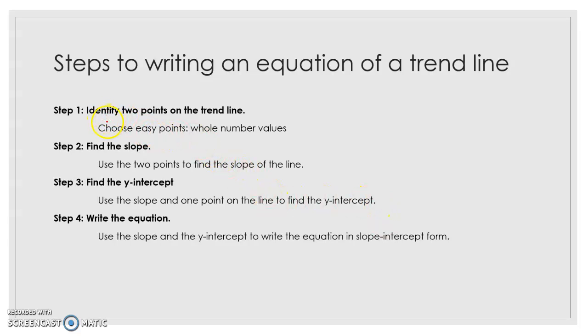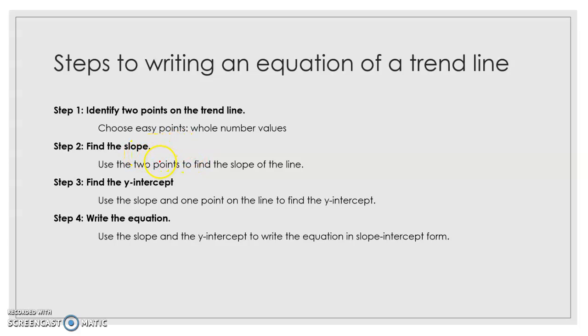So once we draw our line of best fit or our trend line, we just identify any 2 points on this trend line. Try to choose easy points. These do not need to be data points that are already on the graph. They can be points that are just on your line that you drew. But if you can get some whole number values, that makes it easier. From there, it's just following the same steps that we had before.